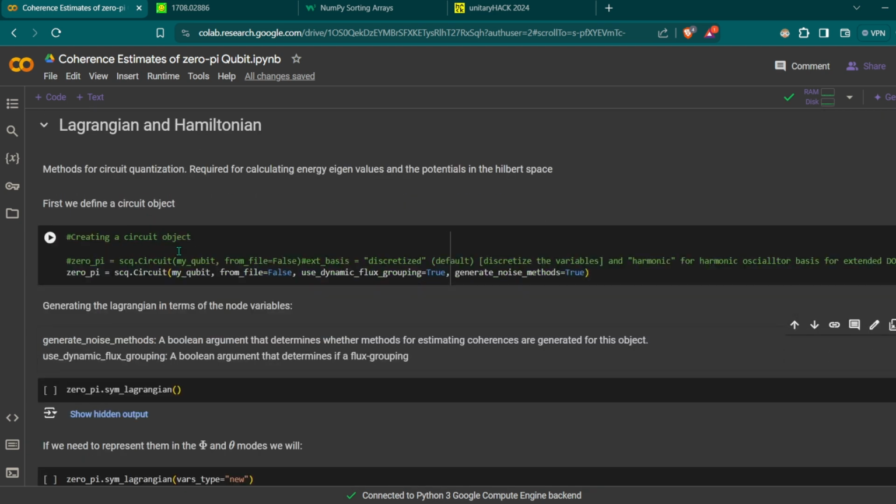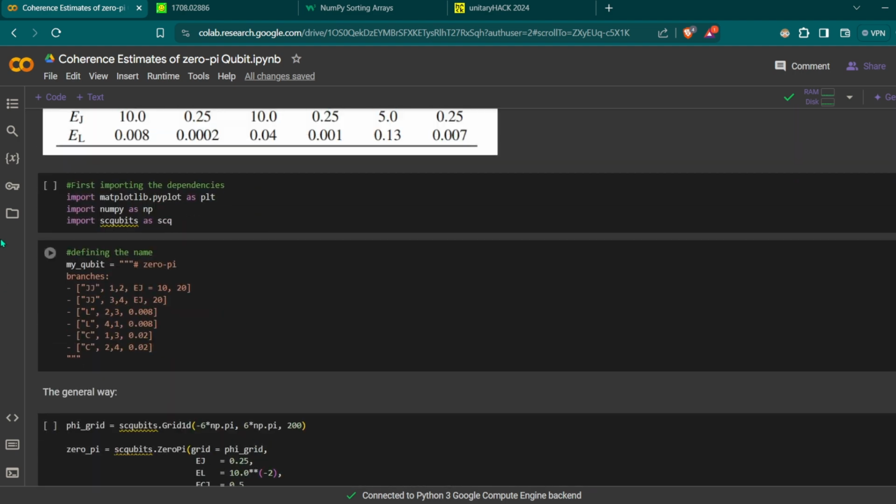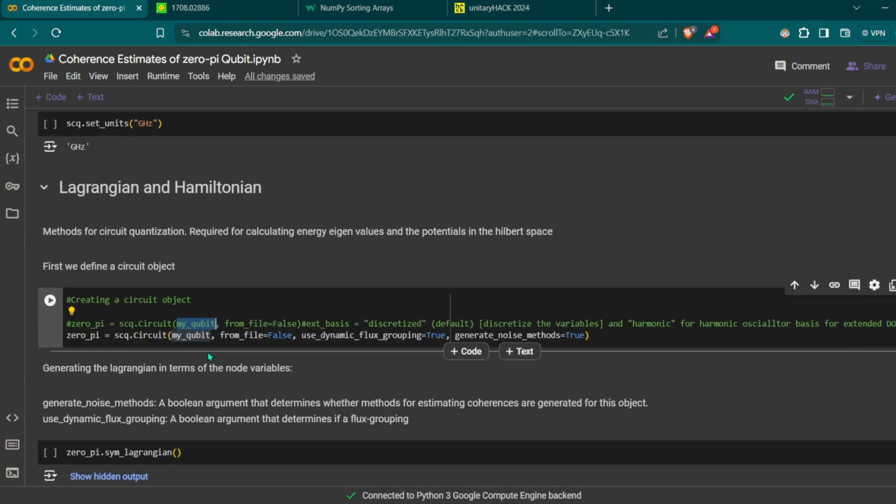We are going to create a circuit object, and we can create it as such. That is, zero-pi equals SQ, a method for circuit. I will name the qubit which I have created, in this case my qubit. From file? No, it's not from any file. I have created it directly in here, and it's also asking for use dynamic flux grouping, which I have set as true, and generate noise methods.